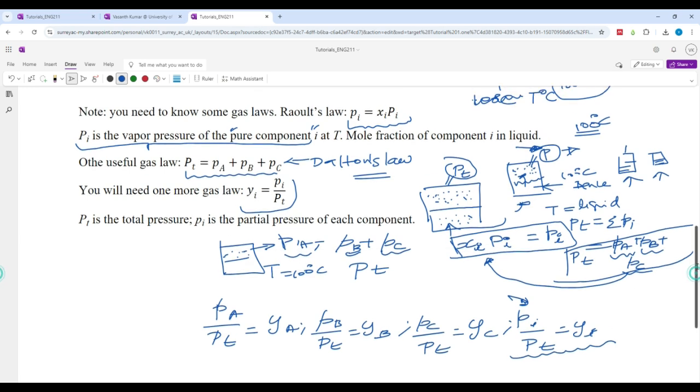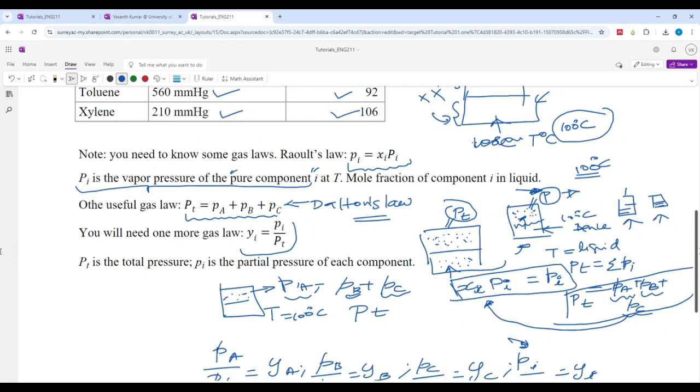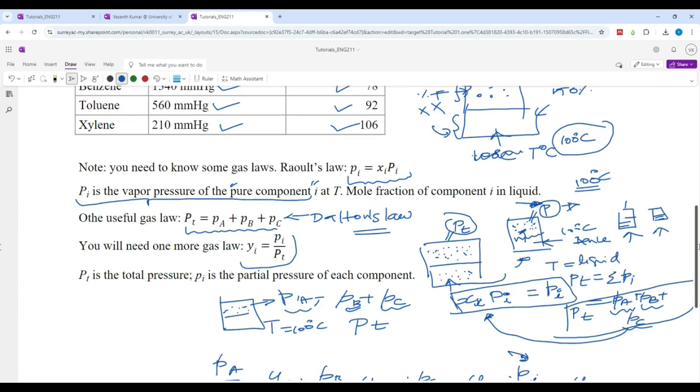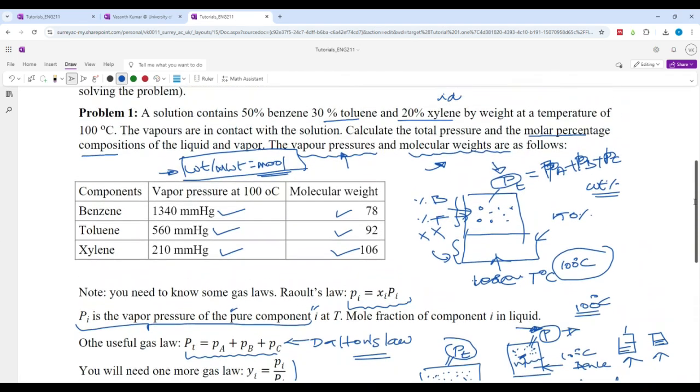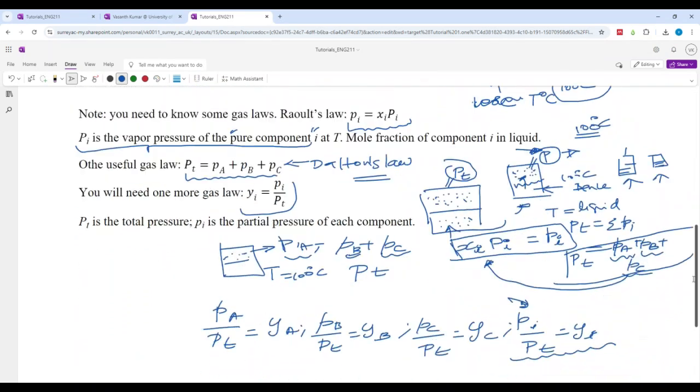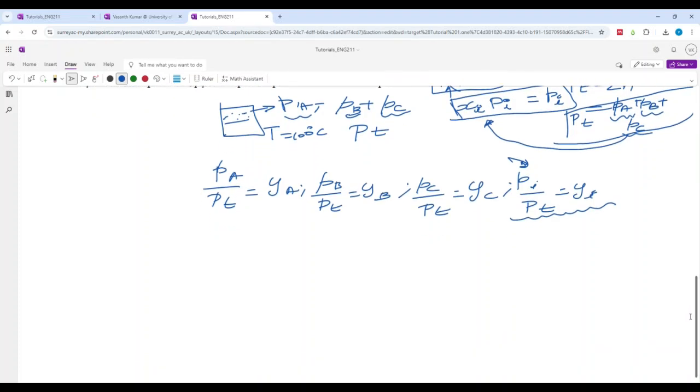So if you go back to the question, what we need to calculate is the total pressure, and then the molar percentage composition of the liquid and the vapor. So let's calculate that one by one.